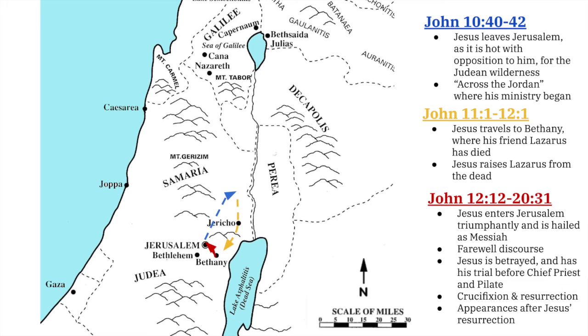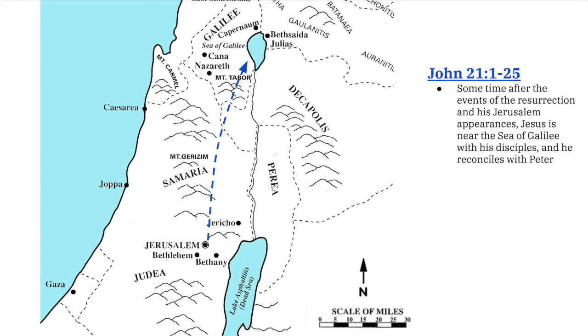He is crucified. He rises again from the dead. John tells us about several appearances that Jesus has after his resurrection. And then finally, an epilogue to the book of John. I think it's a really cool way to end the book.